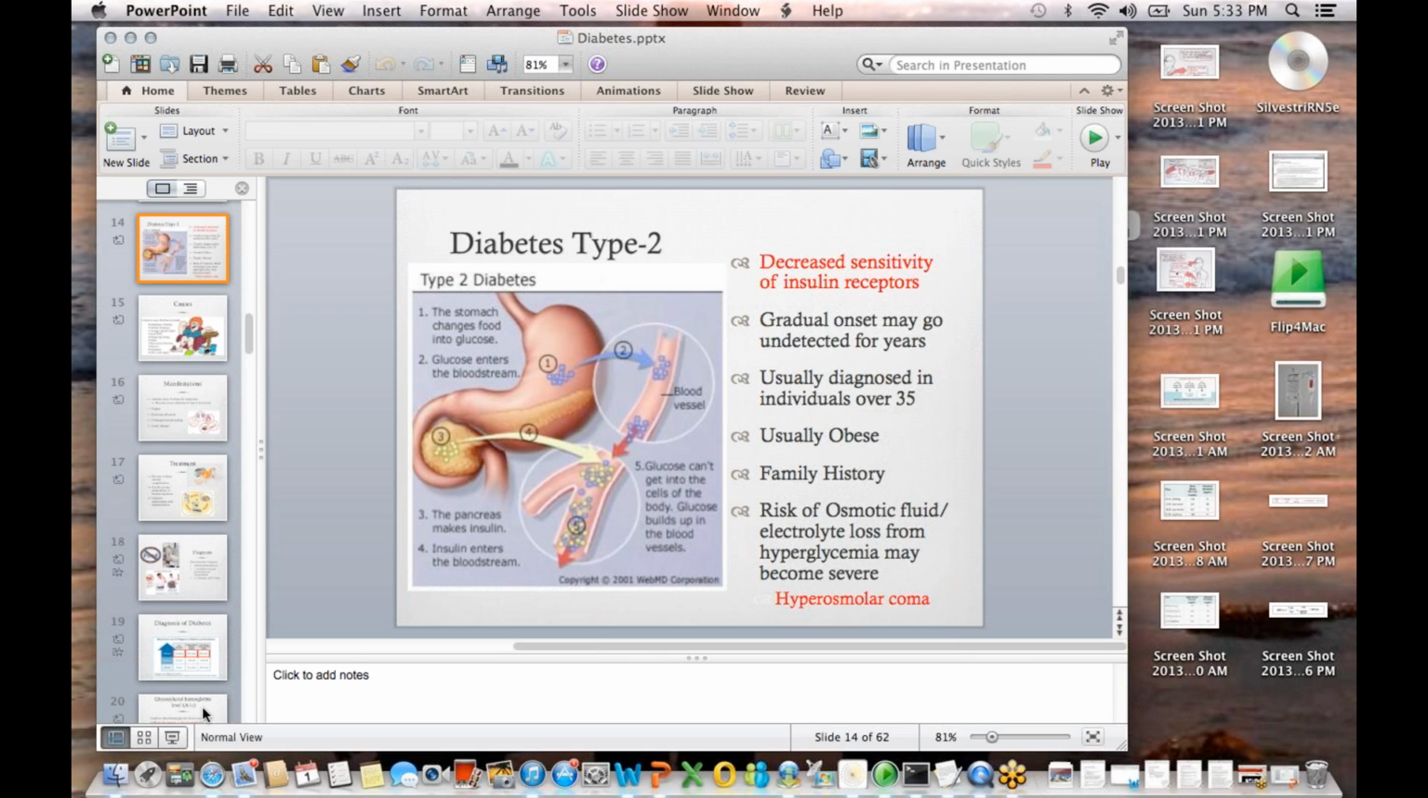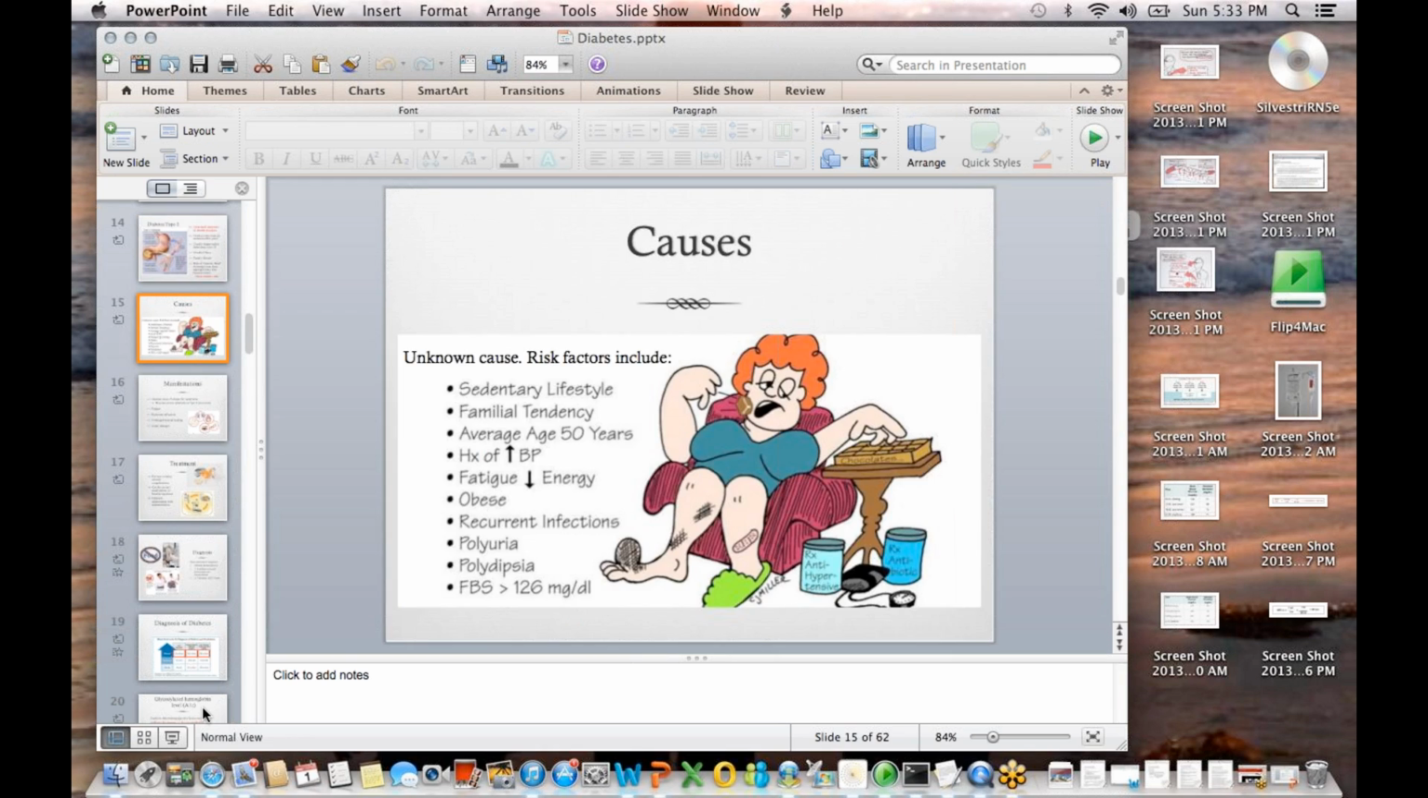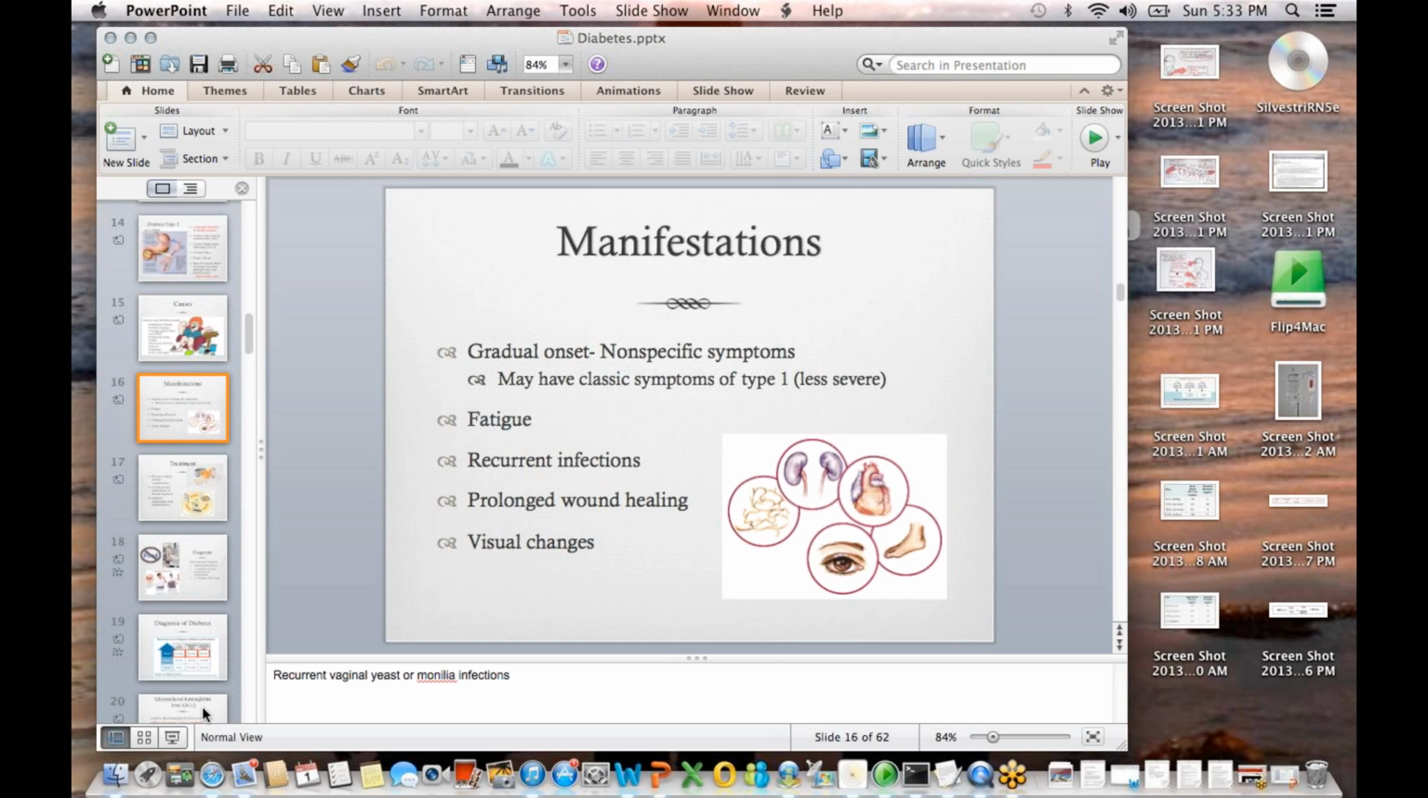Type 2 is the decreased sensitivity of insulin receptors at the cells. So the insulin production is usually normal, but the utilization of glucose is impaired, so they have high blood sugar as a result. This is usually family history or obese individuals. It's usually adult onset, after the age of 35. Because they still produce some insulin, they can have higher blood sugar levels without the production of ketones or acid like type 1, and then they can have the hyperosmolar coma.